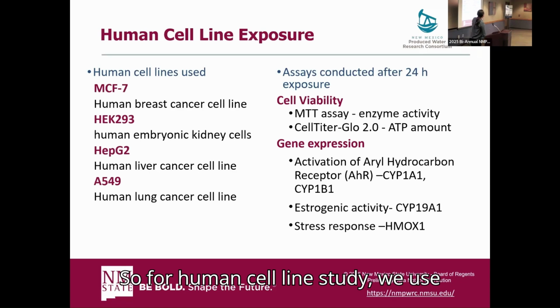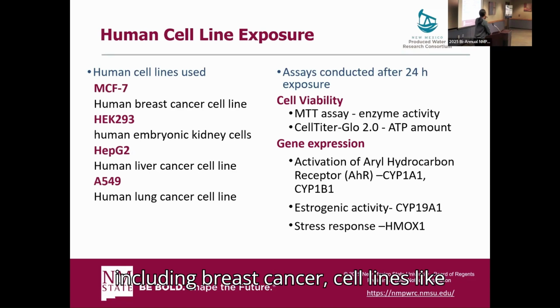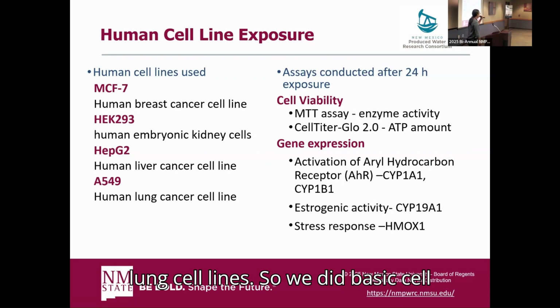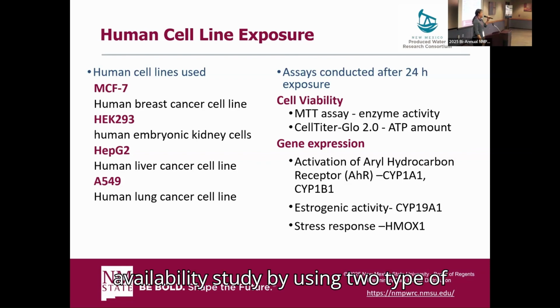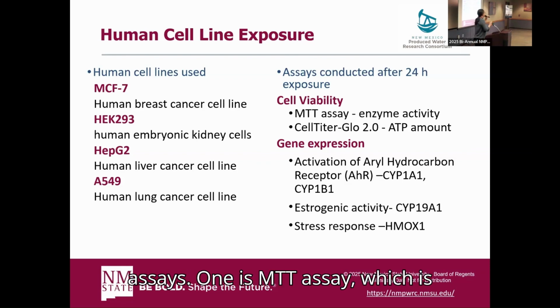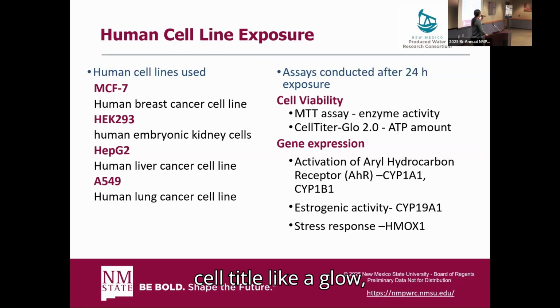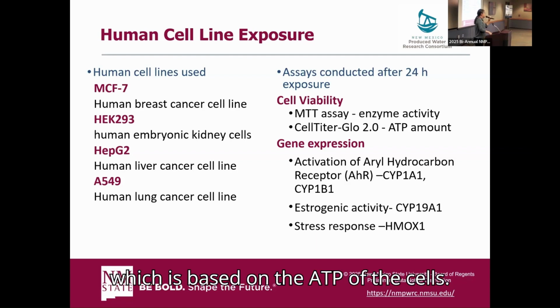For the human cell line study, we use 4 types of human cell lines, including breast cancer, kidney, liver, and lung cell lines. We did a basic cell viability study using 2 types of assays. One is the MTT assay, which is enzyme-based. The other one is CellTiter-Glo, which is based on the ATP of the cells.